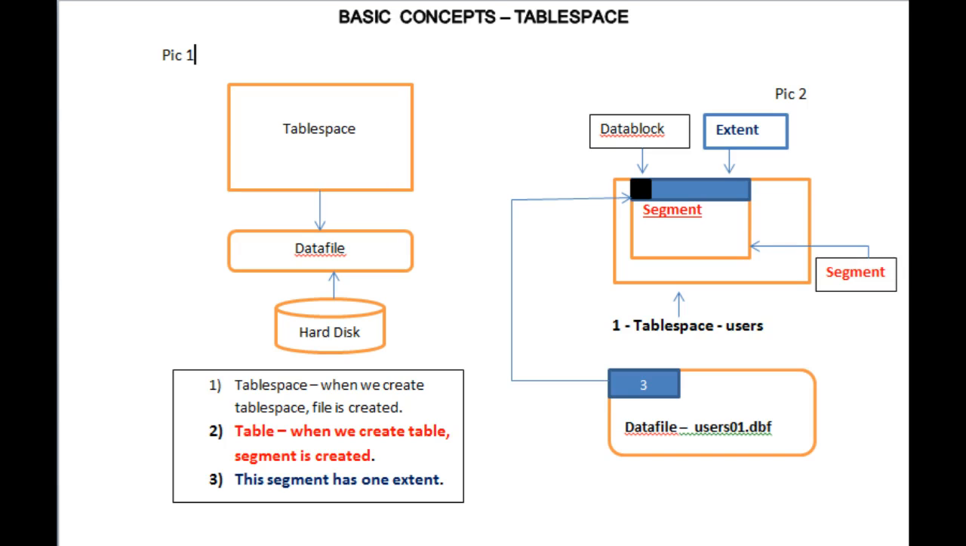Okay. Now look at the pic 2. You can see on the screen that there is a table space users and there is a corresponding data file users01.dbf. Alright. And inside the table space users you can see the segment, and you can see that it has got one extent and it has one block, and I have highlighted one block. Okay, that's a data block.